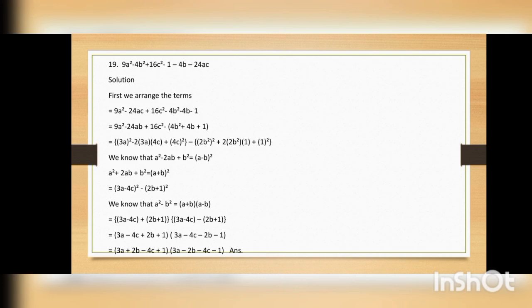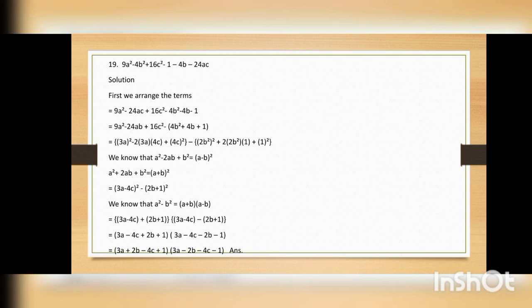If you talk about the first three terms, we can apply the (a minus b) whole square formula here. So our a equals 3a, b equals 4c. So we have written (3a minus 4c) whole square. Then minus sign, I wrote my sign as it is. Then in the last three terms our a equals 2b and our b equals 1, so we have written (2b plus 1) whole square.